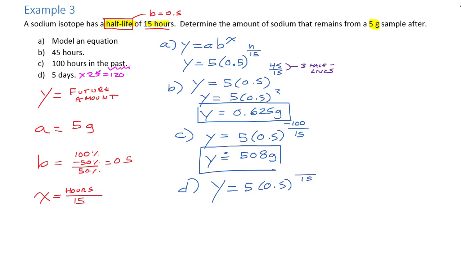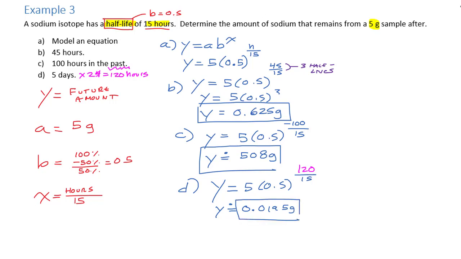24. Why did I write 25? 120 hours. Now I'm writing days. Now I'm getting all messed up. There we go. So that's what we're going to use here, 120. So 120 divided by 15, what's 0.5 to the power of that? Times that by 5. And after 5 days, you're going to have 0.0195 grams left. Okay?